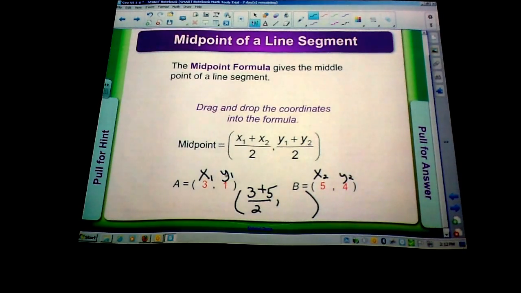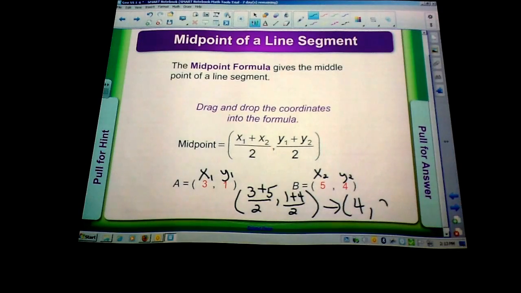For my y-coordinate, I locate my y1, which is 1, and I add to it my y2, which is 4, and I divide that by 2. So 3 plus 5 is 8, divided by 2, which would be 4. And then 1 plus 4 would be 5 divided by 2. I could leave it as 5/2, or 2.5 might make a little bit more sense for you.